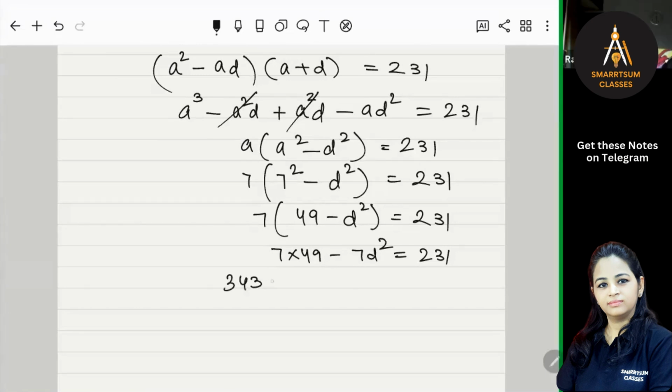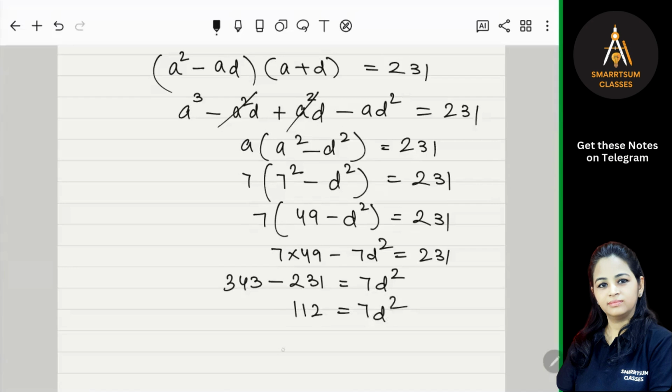Ma'am, 343. Can we transpose it to the other side? So we do 343 minus 231, and I'll get 112. The same way we will do this. So this is 112, 7d square, right? So d square will be 112 upon 7, right? Are you getting that? So this is equal to 16. Yes or no?